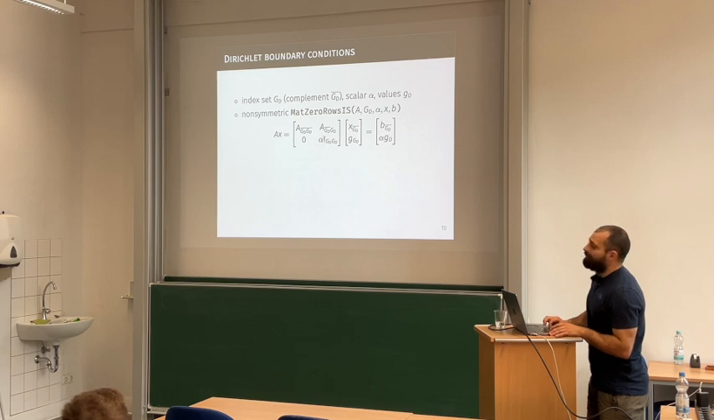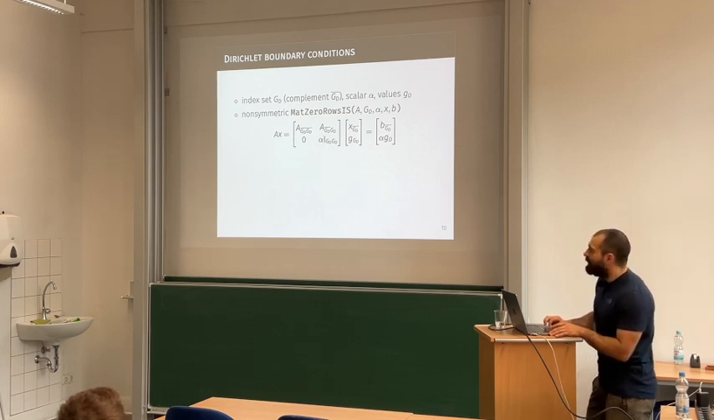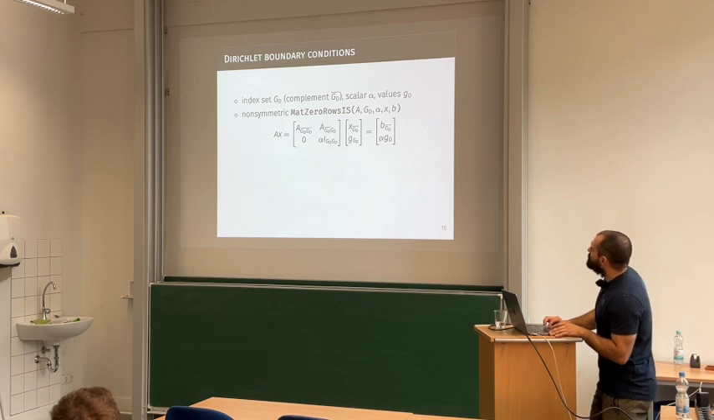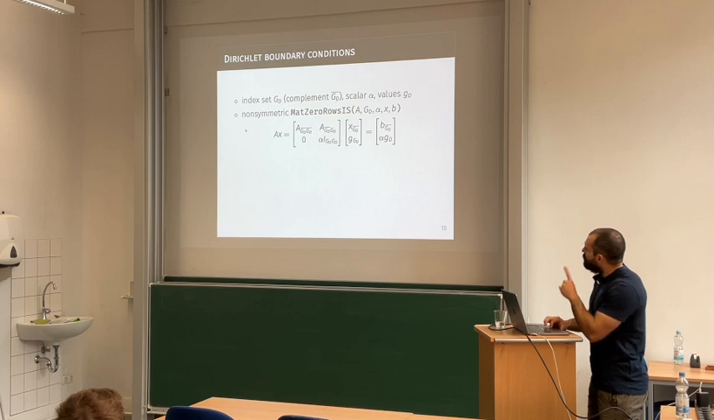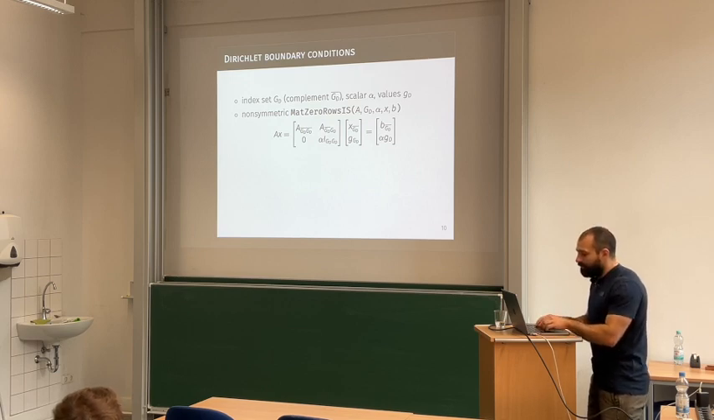It will put alpha times the identity matrix on the Dirichlet unknowns, and it will make sure that your right-hand side is consistent with the solution vector in which you have put the Dirichlet boundary value. Okay, so this is very nice.